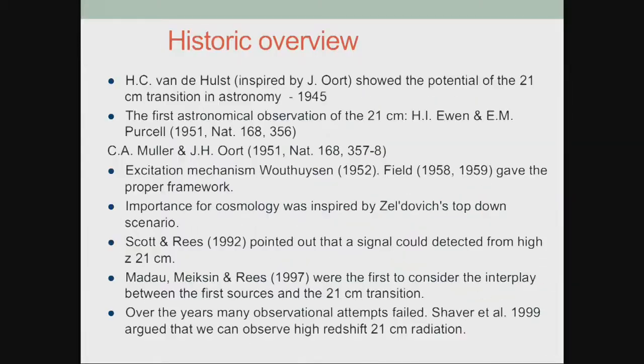Actually, the real paper in this field is by Field himself, and these are a number of papers, 1958. They are wonderful papers, full of physics. He uses Einstein A and B coefficients, and therefore stimulated emission and absorption and all of that stuff, to calculate all of these effects. And so this is really what sets up the field. But nothing much was done by this in terms of high redshift and cosmology.